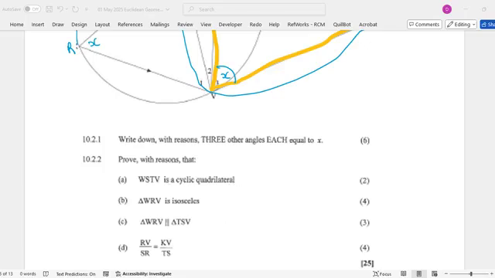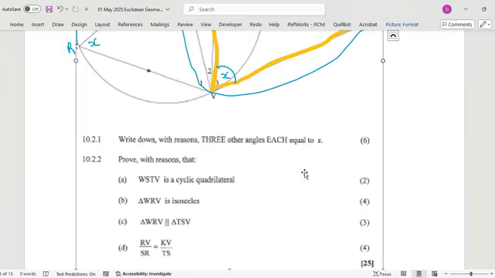Let me just try to minimize the screen so that everyone can see almost everything that we were sharing there on the screen.